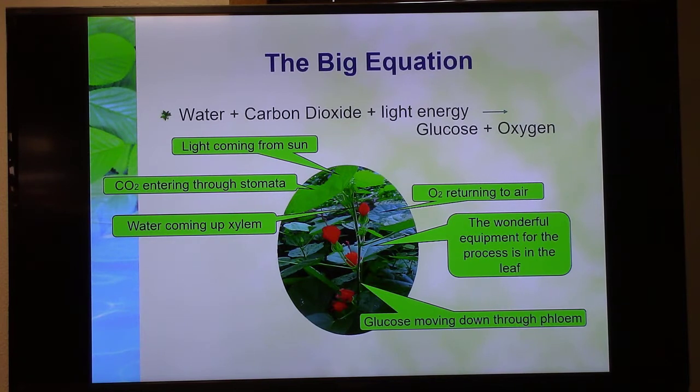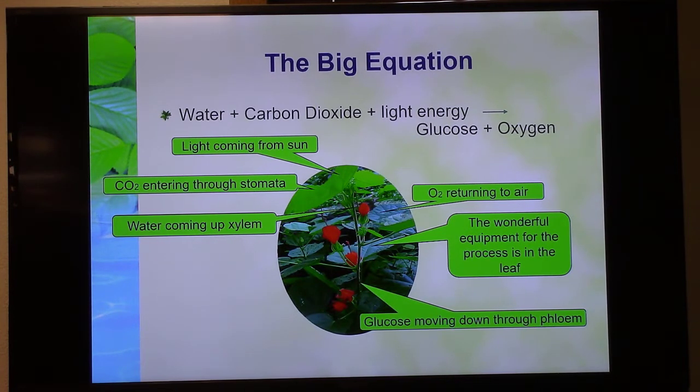Okay, here's the big equation. Water plus carbon dioxide plus light energy yields glucose, which is a sugar, and oxygen. Now, think about this marvelous thing. Imagine that you had a bowl of water and it's sitting in the air, which is a source of carbon dioxide. And you put that bowl of water into the sunshine and you wait a while. Is it going to turn to sugar? No. But a plant can do it.